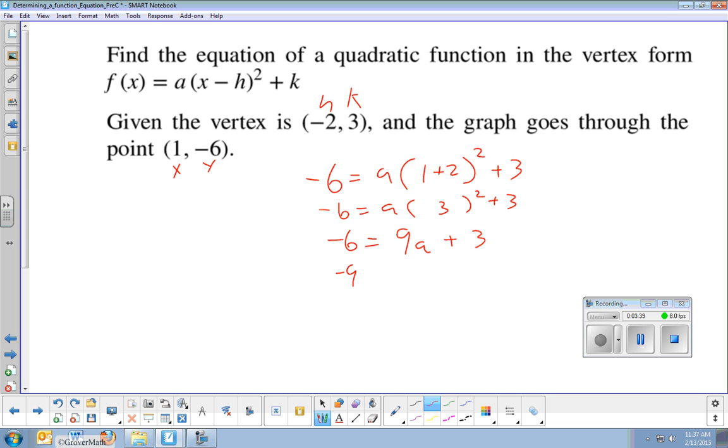Minusing 3 will give me -9 equals 9a, and then dividing, a equals 1. Put it all together. Y equals, we know that 1 for a is pretty optional, but put it there just to put it there. X plus 2 squared plus 3. That's it.